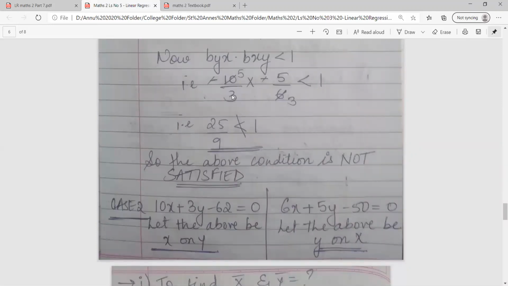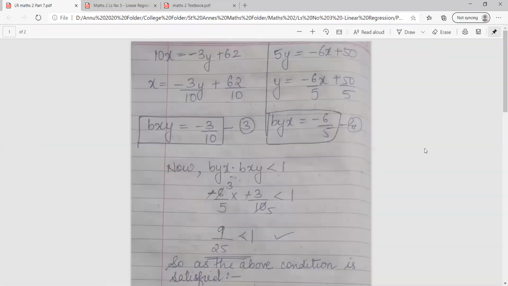So case 2 is, let the first equation be x on y and the other equation be y on x. Now we'll change the assumption over here. So pehle wala x on y hai, so we'll keep 10x over here and take all the rest that side. And you'll get bxy to be as minus 3 by 10. Similar manner over here, this is y on x, so we'll keep 5y this side and take the rest that side. So this will become minus 6x by 5 plus 50 by 5. So I get byx to be minus 6 by 5.